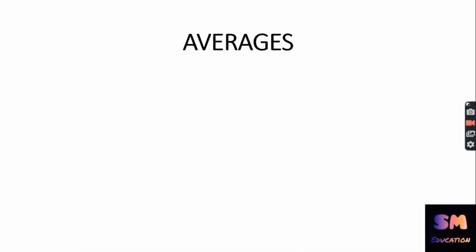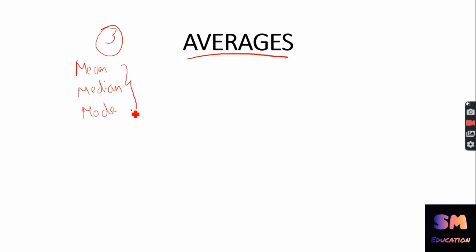Now coming to the concept of averages. For a group of numbers, if we are supposed to calculate the measures of central tendency, we have three measures of central tendency. Those are nothing but mean, median and mode. These are the three measures.